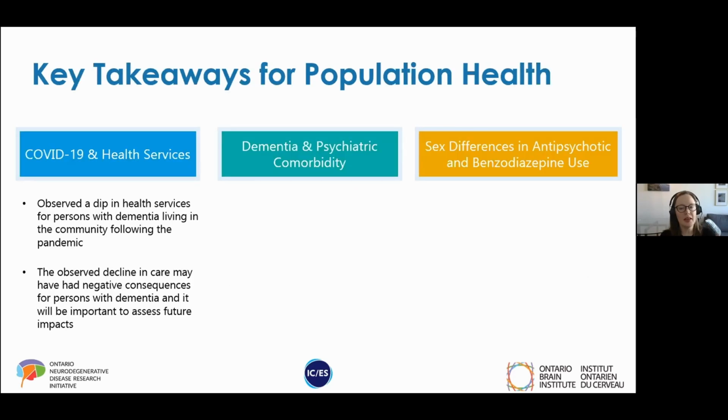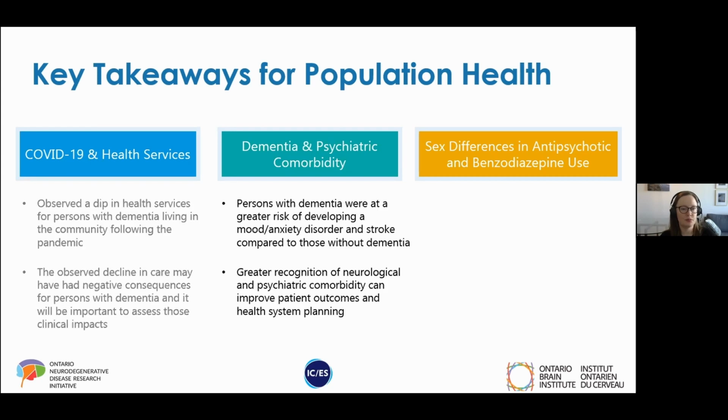So what do we take from this in terms of how our research informs what we can understand about population health for people with dementia? Well, to summarize, in our COVID-19 work, we showed that there was a large decline in health services for people living with dementia in Ontario during the pandemic. And this observed decline can have negative impacts in terms of the future long-term health outcomes for people with dementia. And this is important to assess in future work.